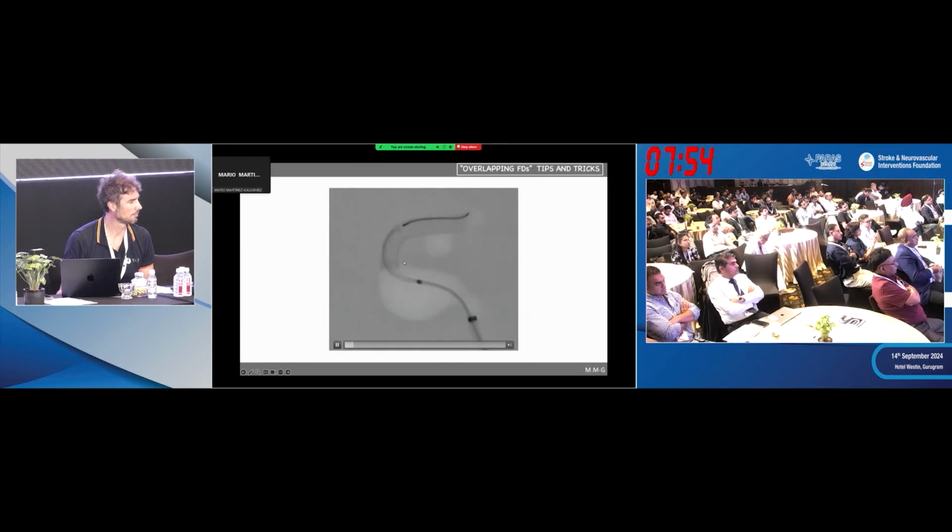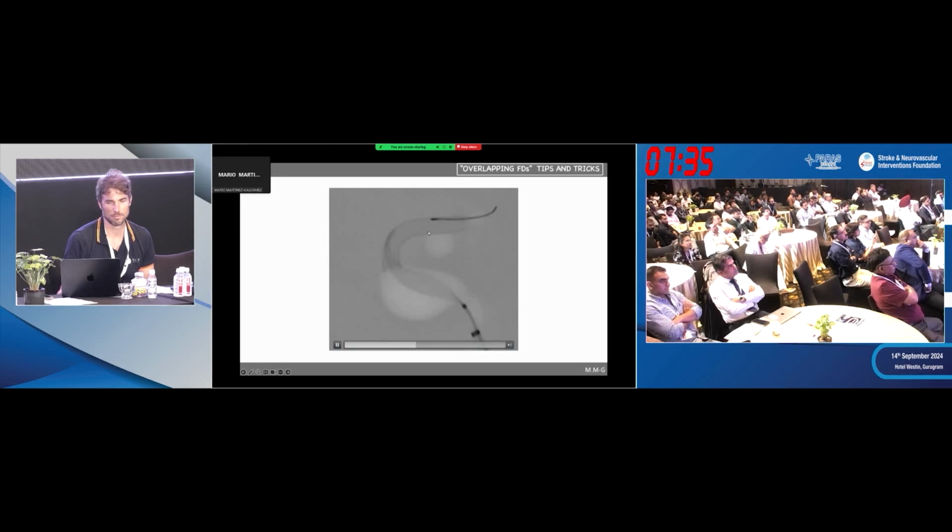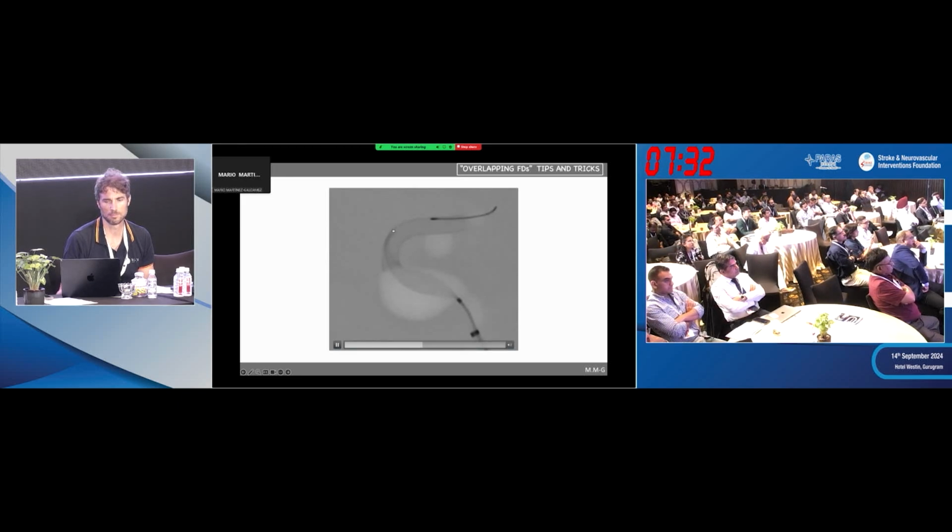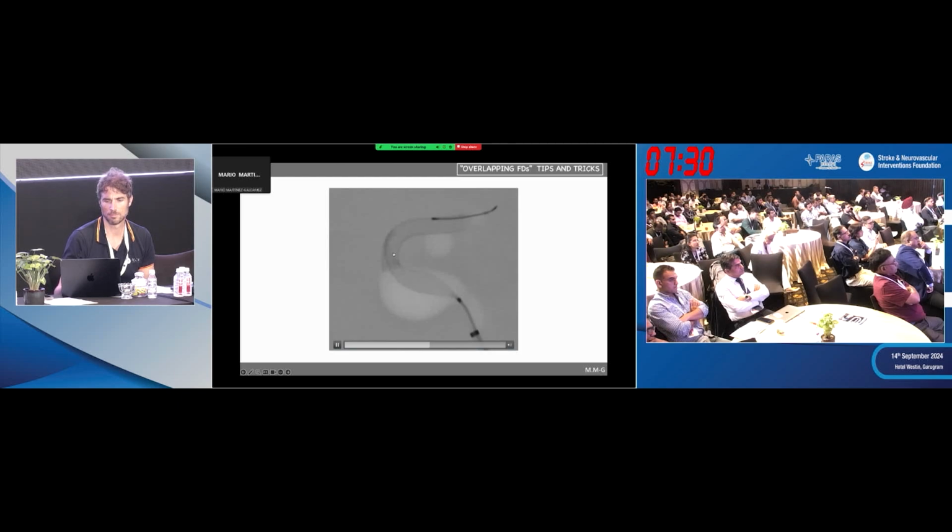Another problem is if you do telescoping on the curve, on the junction, you may have problems with the opening. Maybe the device doesn't open well. So remember, if you telescope here, it's better to do the telescoping much more distal in order to have a better opening of the second device. So remember, straight segment and as distal as possible if you have this angulation. Try to avoid this problem.